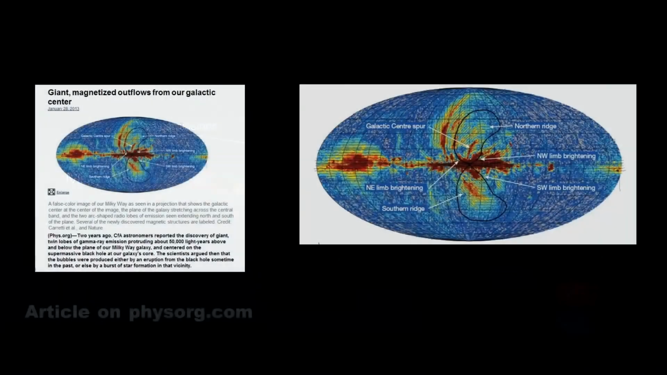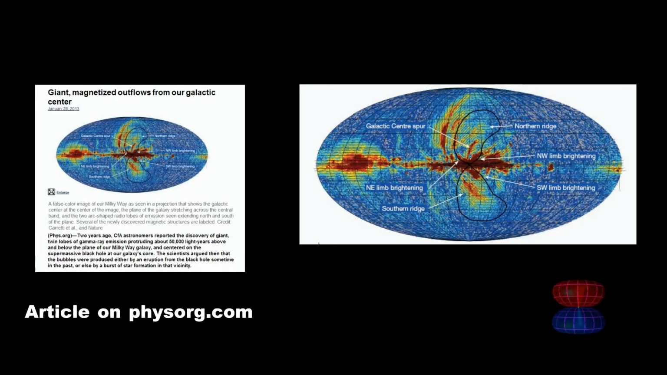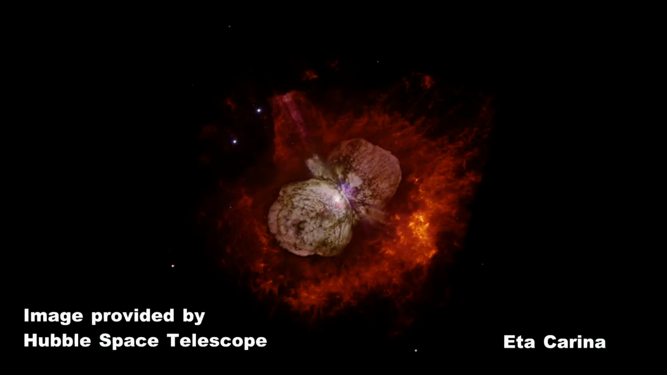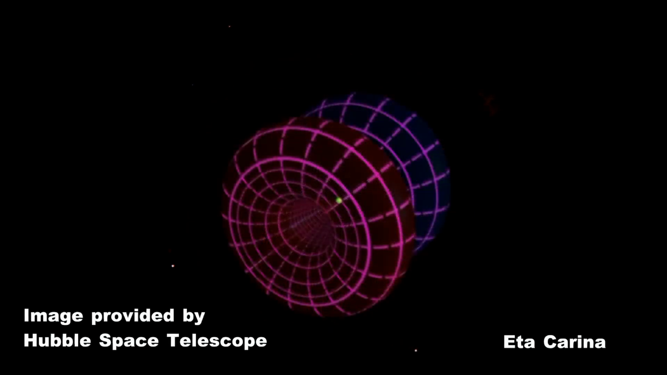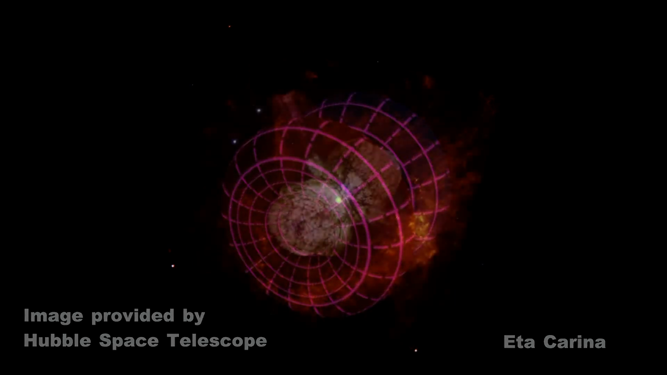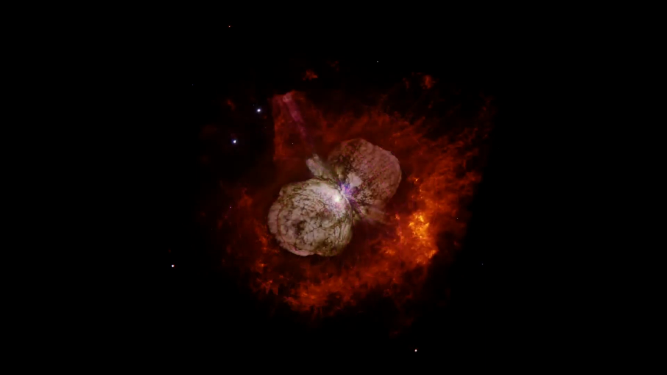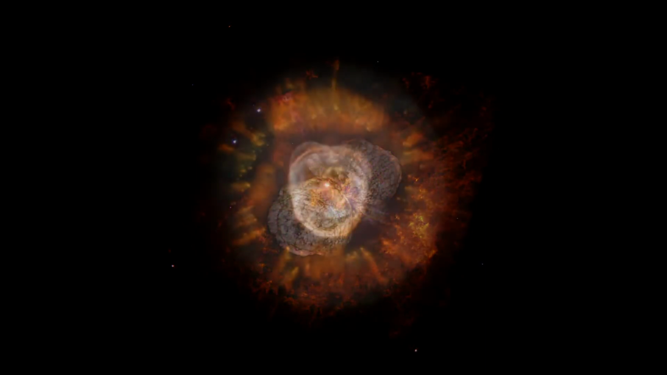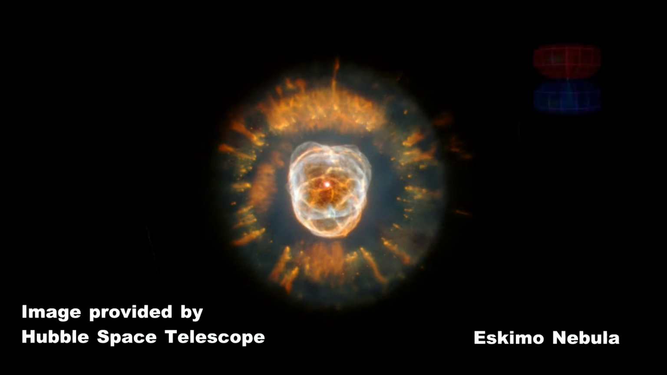Then we have this new study that I just received this morning, which also confirms the theories presented in the primer fields. The magnetic nature of our universe is undeniable. The formation of Eta Carina is no longer the mystery that it once was. The Eskimo Nebula is also easy to understand once you realize that it too is formed by bowl-shaped magnetic fields.